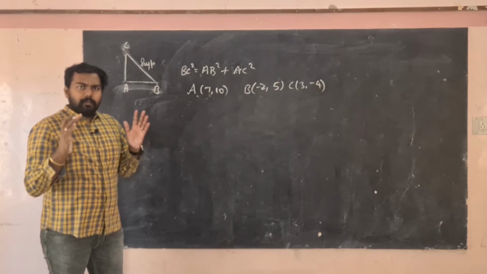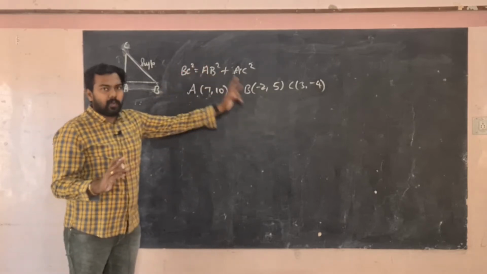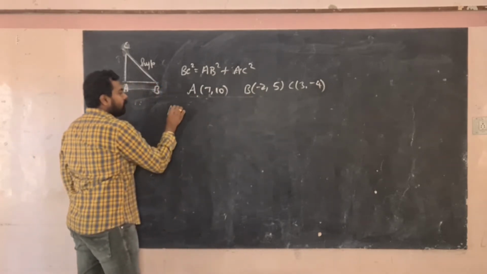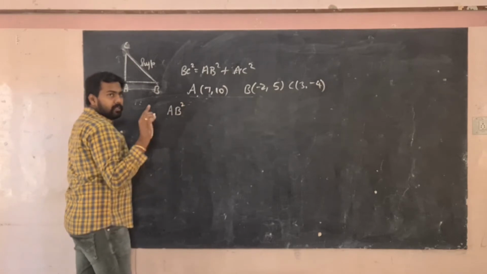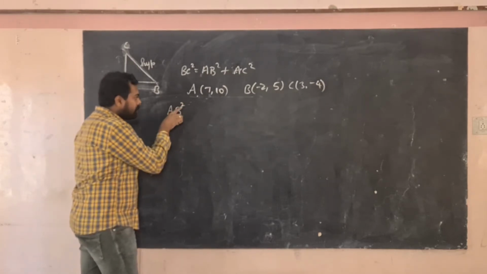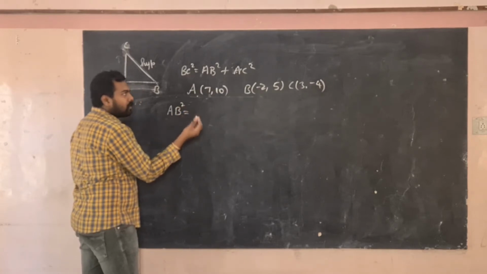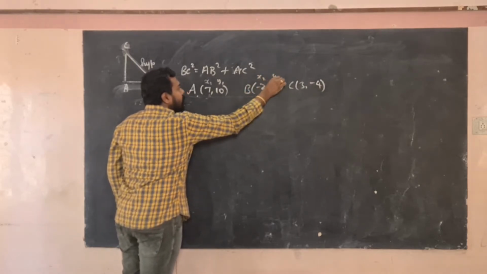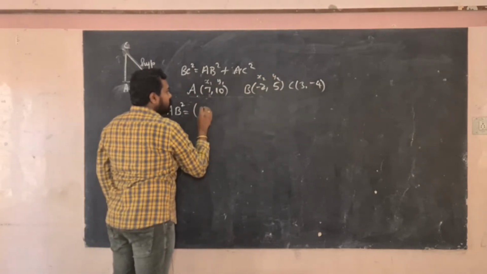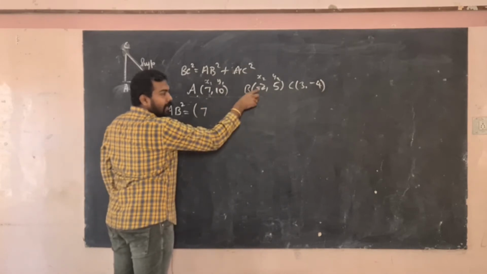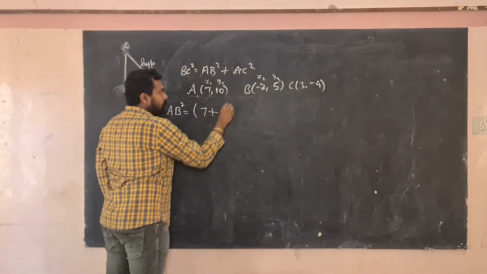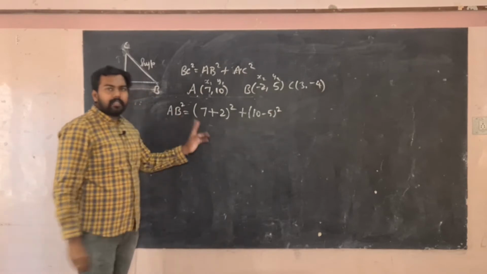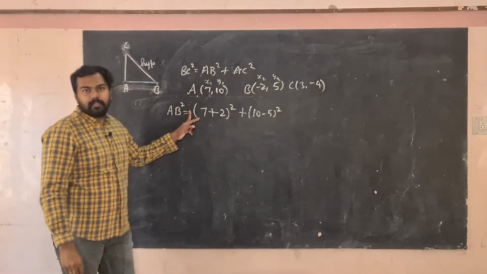So according to Pythagoras theorem, everything is in square. So directly finding the square is enough. So first we will find AB square. In the distance formula there is a square root. Since we have squared here, this root will not come. So if I take this as x1, y1, this as x2, y2, what is the formula? x1 minus x2 the whole square. So 7 minus, already there is a minus, so it will become plus 2 the whole square plus 10 minus 5 the whole square. Why didn't I write the square root? Here I have written square, so I didn't write the square root over here.